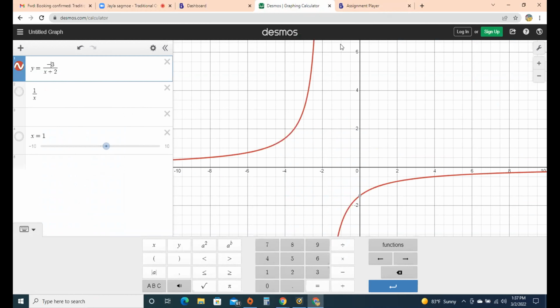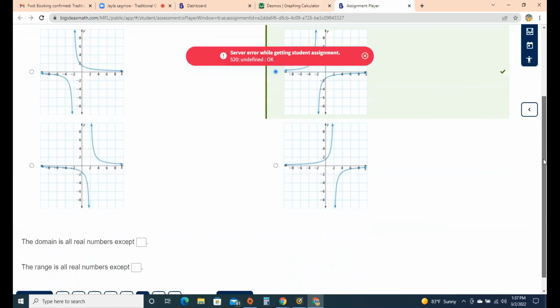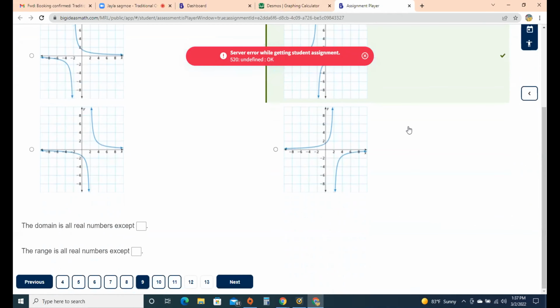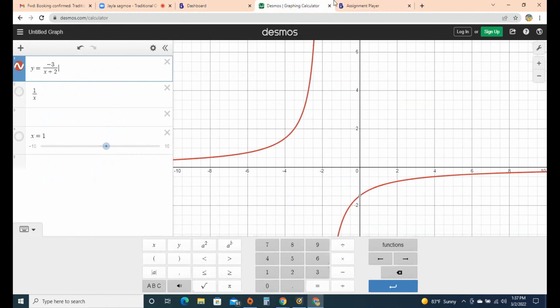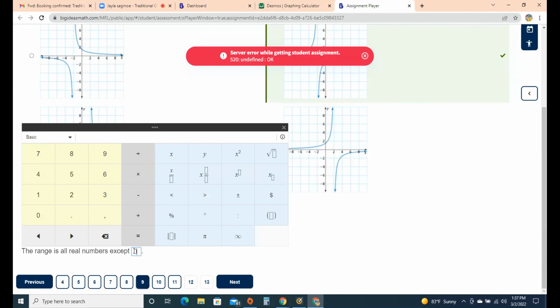Okay. So let's match up the graph. It's got to be in the second and the third quadrant. Looks good, or second and fourth. And then the domain, it's all real numbers except where the bottom equals 0. So go back up to your equation. Where does x plus 2 equal 0? It'd be -2. That's right. So your domain is everything except -2. Go back to your assignment player. And the range would be 0, because there's nothing being added to it. Cool.